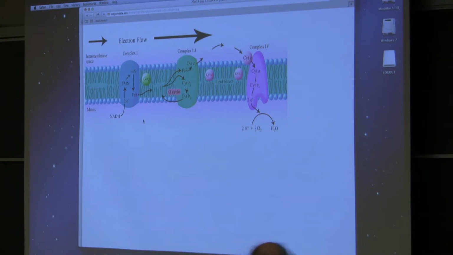Complex 2 is simple. Complex 2 accepts electrons from FADH2, and it just gives its electrons to coenzyme Q as well. Coenzyme Q can accept electrons from complex 2 or from complex 1. With me? So FADH2 dumps electrons to complex 2. NADH dumps electrons into complex 1. And it's an electron pair as well from complex 2. Yes, thank you for reminding me of that.